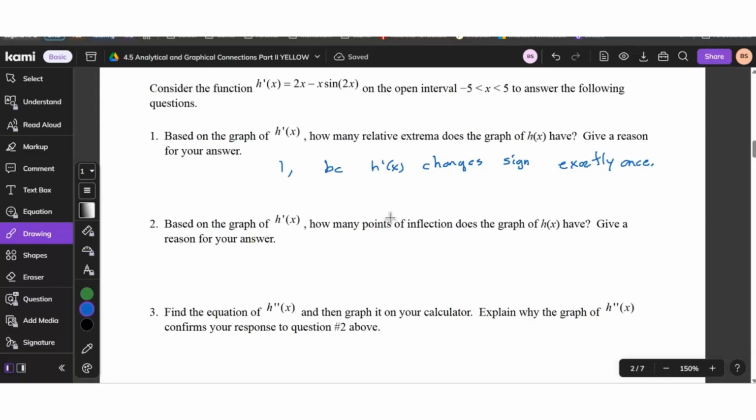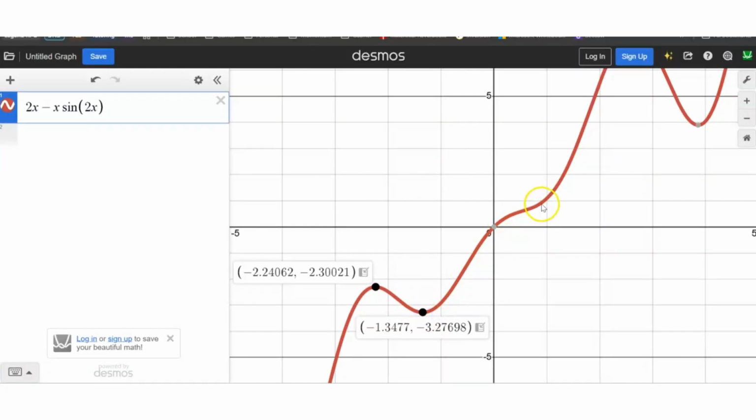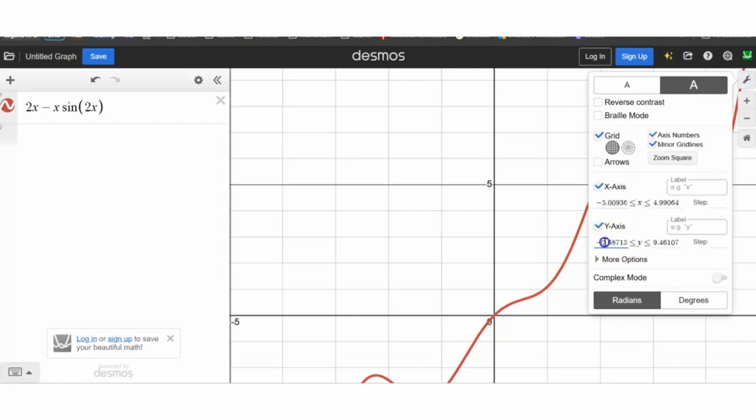Based on the graph of h prime, how many points of inflection does the graph of h of x have? So remember, it's going to have a point of inflection if the derivative has a max or a min. So if we go look at it, how many max or mins does it have? Well, it's got 1, 2, 3, and we're kind of missing it here. Looks like 4. So here, let me change that so that this is a little bigger.